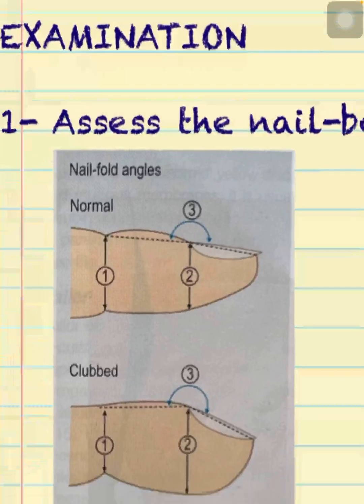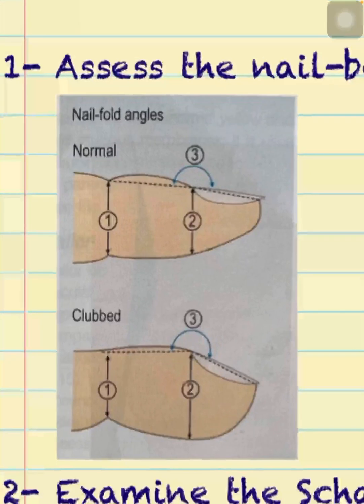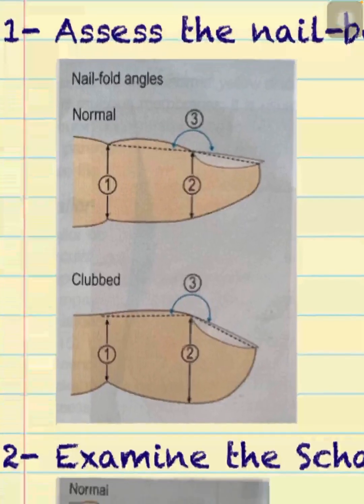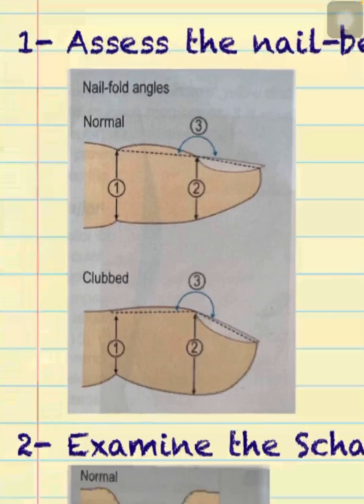Okay, now in clubbed patients, this angle will be increased to more than 190 degrees. Okay, so it normally should be a straight 180 degree angle. In clubbed patients, this angle will be more than 190 degrees.